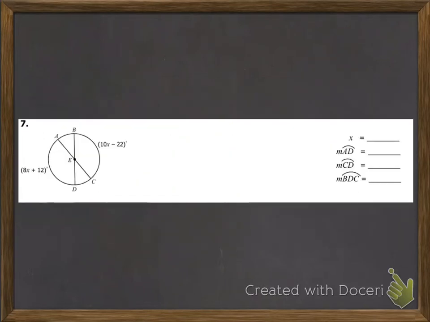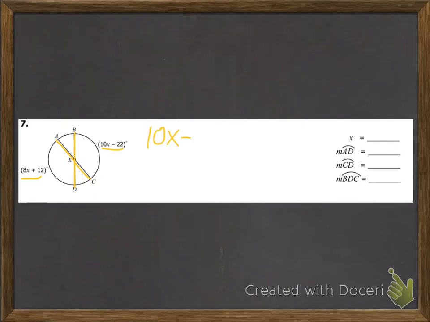Now let's look at number 7. We need to find our x and then use that x to find all of the other missing measures. So look carefully. These arcs right here, notice that they are exactly the same because it's being cut by these two diameters. Because of those two diameters cutting through, they're going to be exactly the same. They'll be congruent. So go ahead and set them equal.